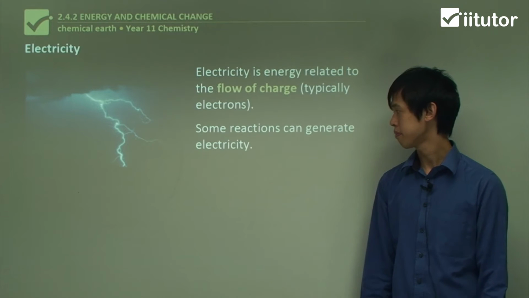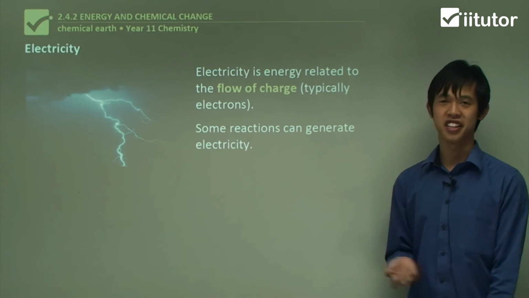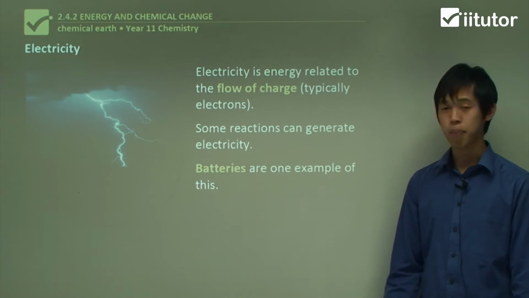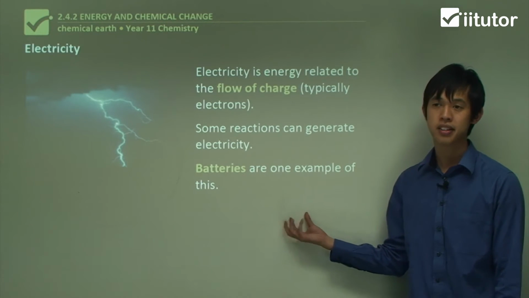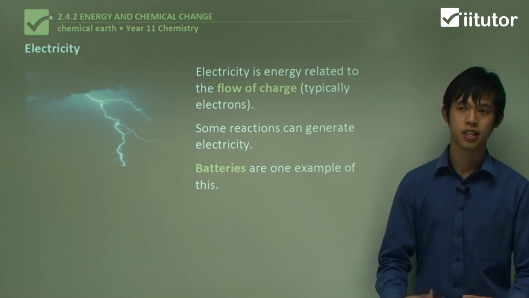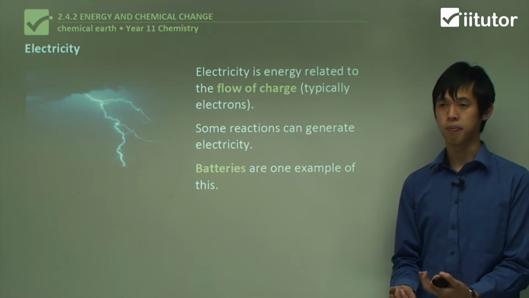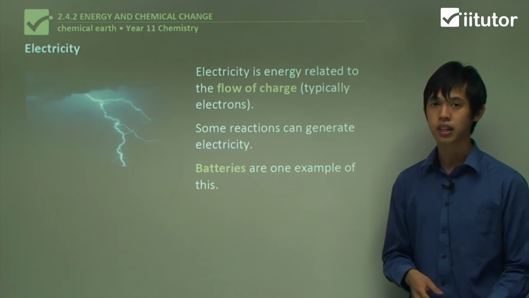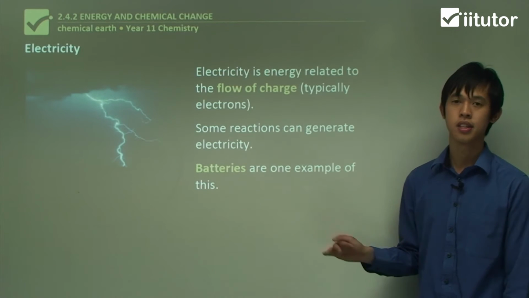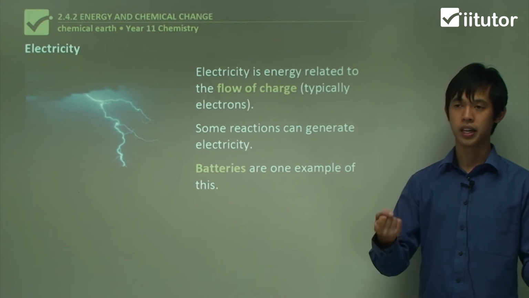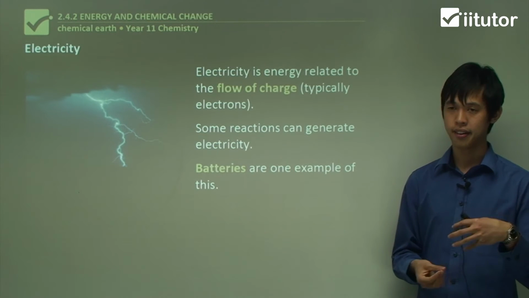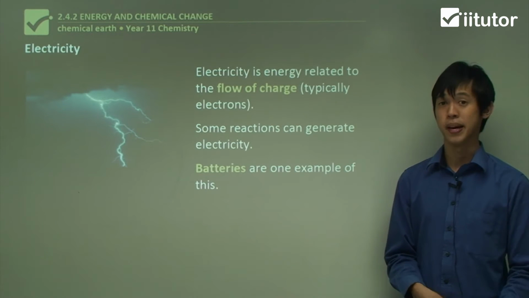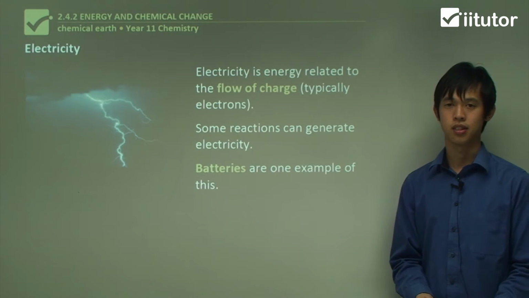Okay? And actually some reactions can generate electricity. They can produce this flow of electrons or charges. And batteries are one example of this. Okay, so batteries actually consume chemicals to produce electricity. Okay, and that's probably the only, other than maybe fuel cells. Okay, fuel cells may be the other example of this, but batteries are the most common example where chemicals are consumed and thus electricity is produced. Now, once those chemicals run out, we say the battery is flat, so it no longer produces electricity. Okay.